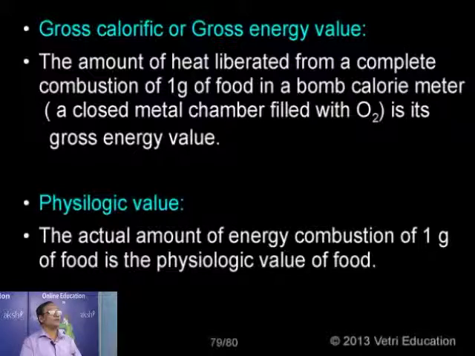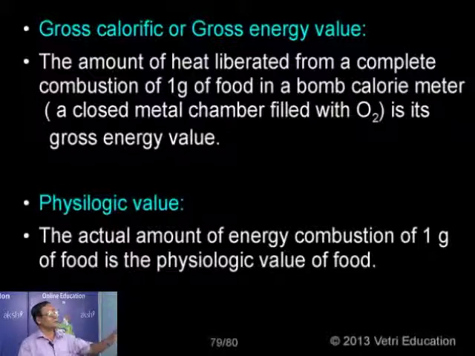But the physiologic value refers to, here the definition I give is simply different: the actual amount of energy combustion of 1 gram of food is its physiologic value. What is the meaning of that? Whenever we use the word physiology, it always refers to a living body. So the amount of energy liberated when 1 gram of food is normally combusted in the human body, or in the living body, is called physiologic value.